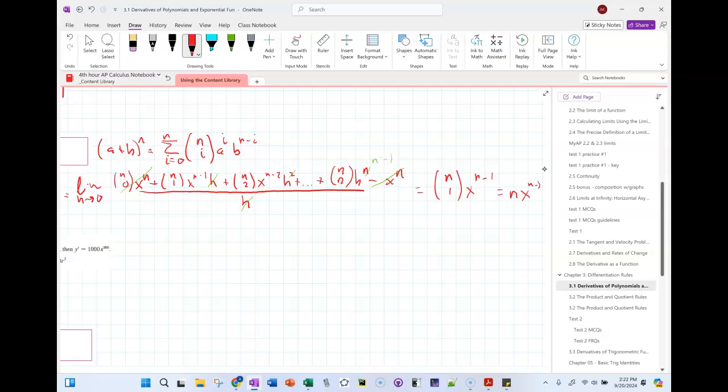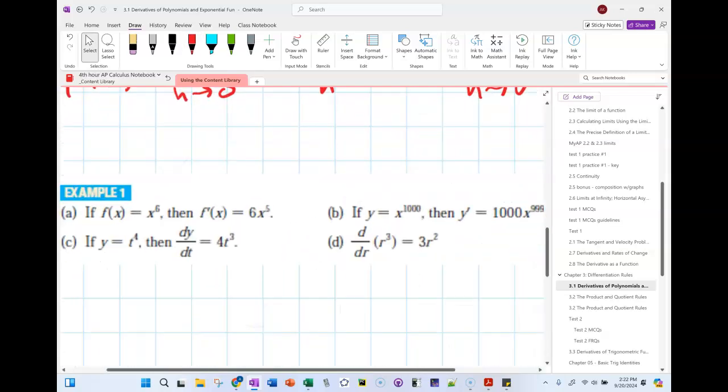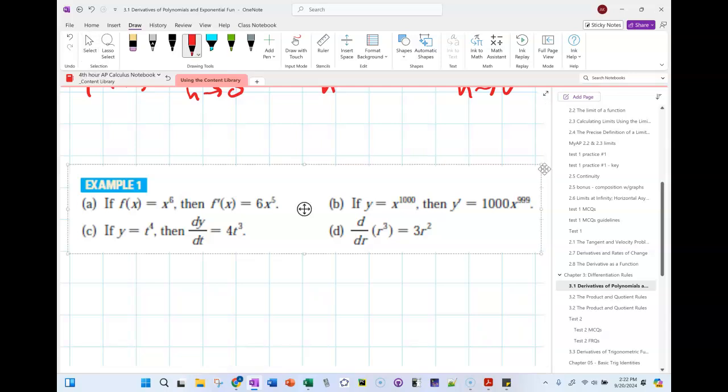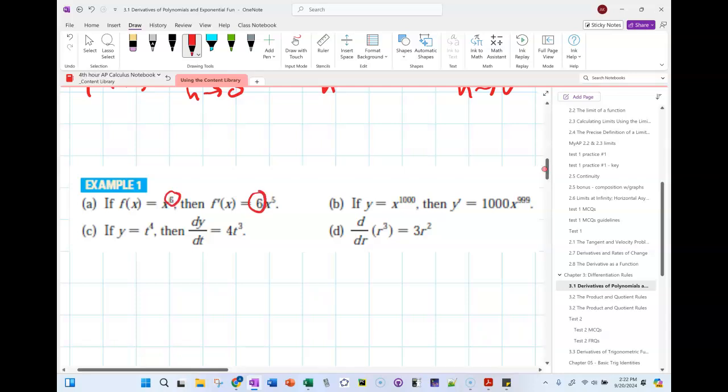Let's do some examples here now using these three things that we have just identified. The three rules, shortcuts. So we have x to the sixth. If I take the derivative of that, the exponent becomes the coefficient, and then I subtract 1. So the derivative of x to the sixth is just 6x to the fifth. Look at how easy that is. I can do it without even writing anything down. In fact, there's no work to write down.